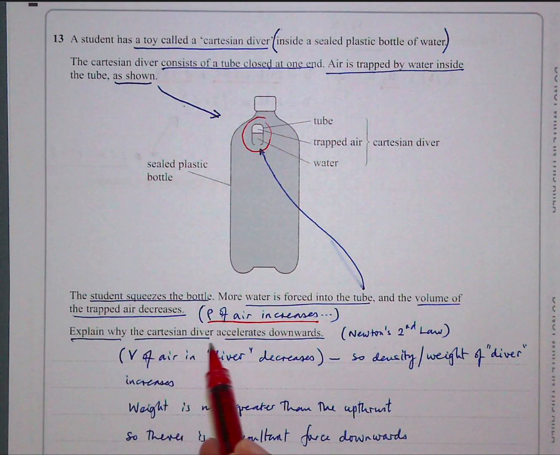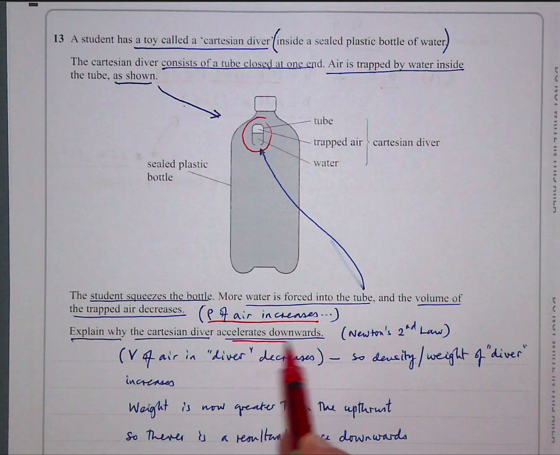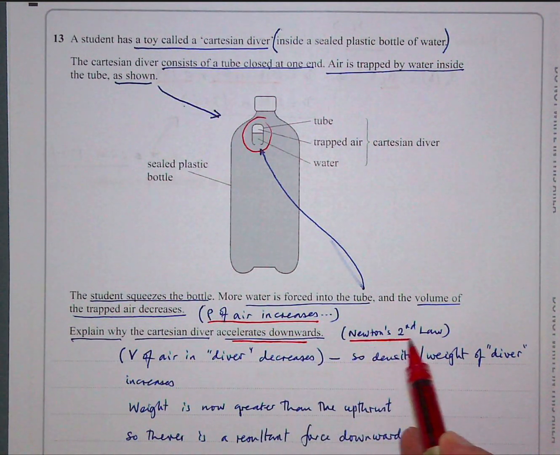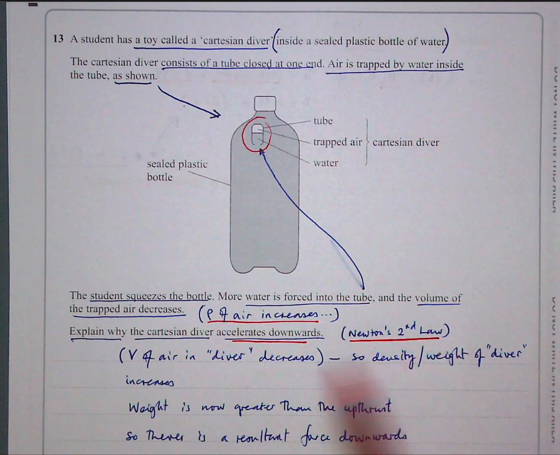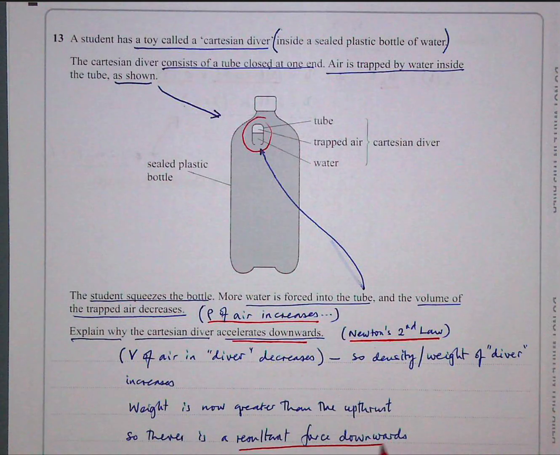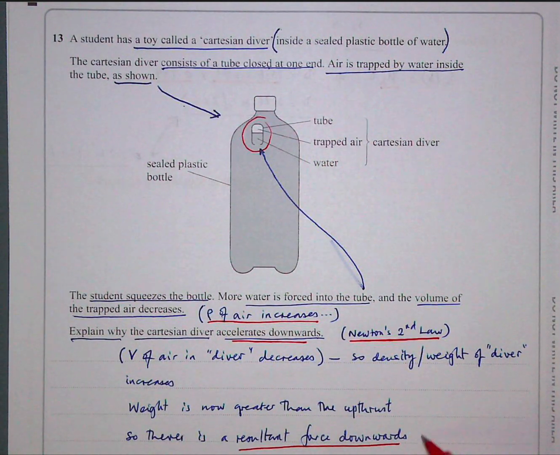Explain why the Cartesian diver accelerates downwards. Well, you know acceleration is a sign of Newton's second law being applied. That means there must be an unbalanced force downwards. So we already know there must be an unbalanced force downwards, yes, or a resultant force downwards. So automatically got 1 mark just by realizing what they're getting at.